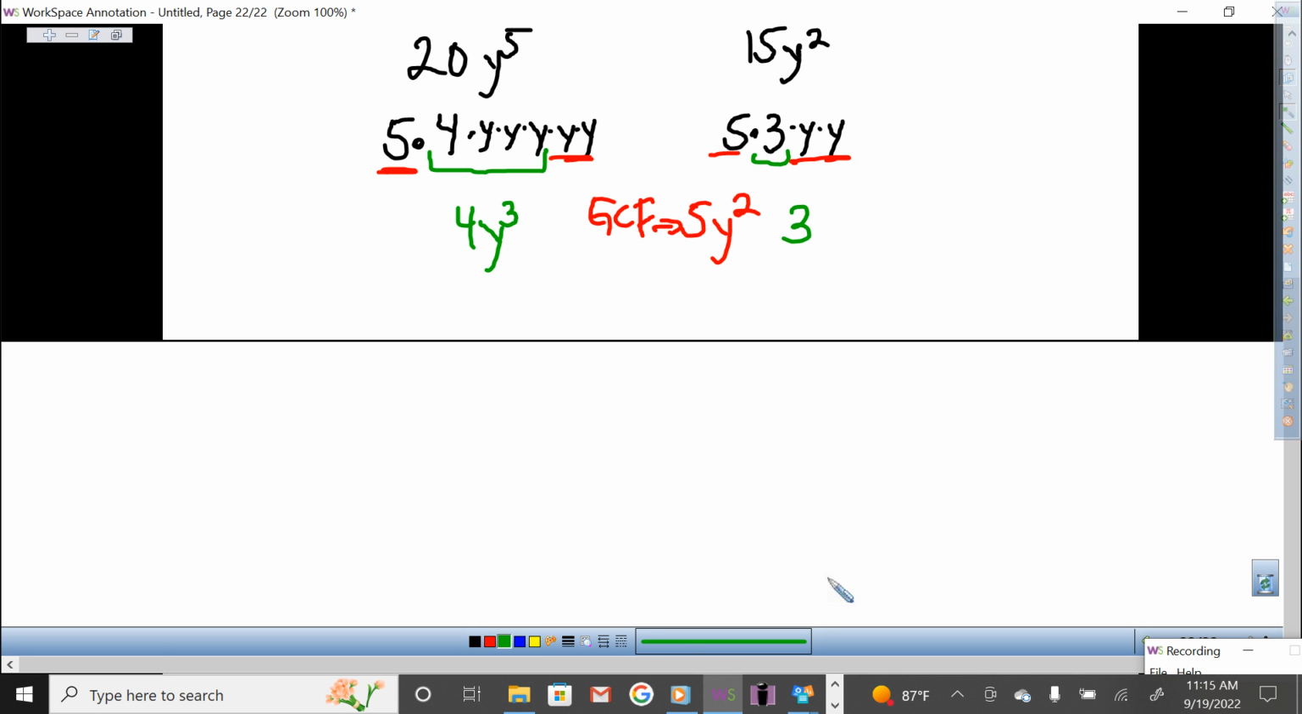Do another one. Copy this one. 8x cubed and 20x to the fifth. So you do that one by yourself, find me the GCF, and then write the remainder.